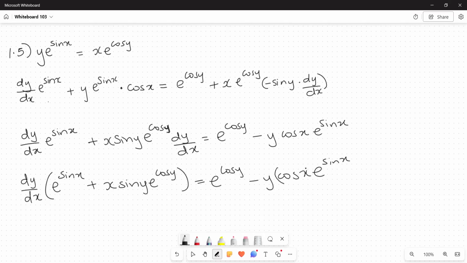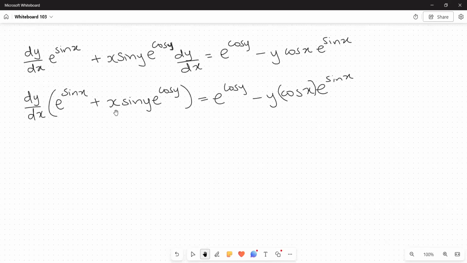Sometimes it looks better if you put brackets there, so it's clear that it's not cos of x e to the power sin x, but it's just cos of x. Same thing over here, but it's the way you write it.